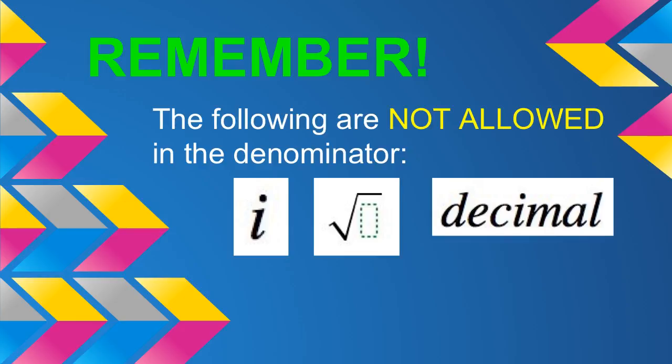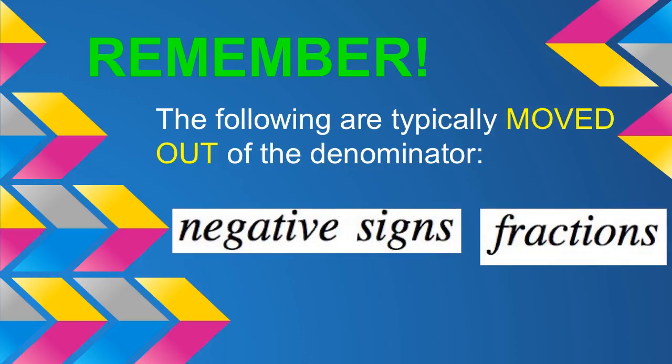As we talk about simplifying rational expressions, these three things are not allowed ever in the denominator. We never want an I down there, we never want a square root, and we never want a decimal. These things are typically moved out. Negative signs we don't like to have in the denominator, and fractions we don't like to have in the denominator either, and so those are the things we'll be focusing on today.